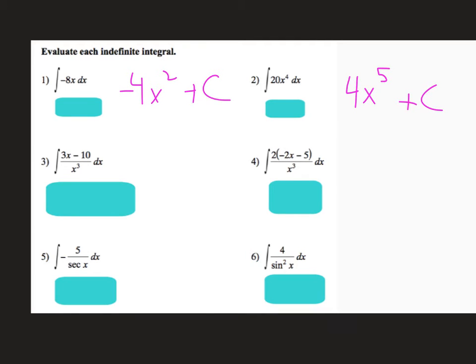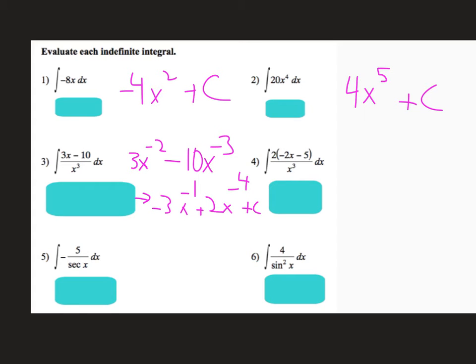That one looks scary, but let's go ahead and divide. So that's 3 over x squared, so 3x to the negative 2. Minus 10 over x cubed, so 10x to the negative 3. So that's going to become, careful because you're adding, x to the negative 1, so negative 3. And then x to the negative 4 and positive 2 plus c.